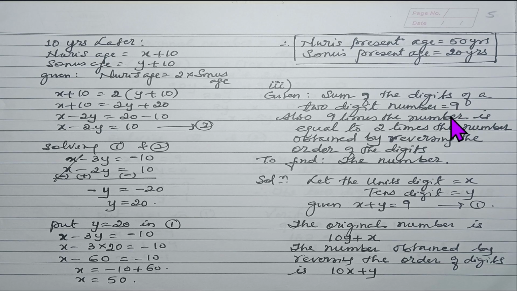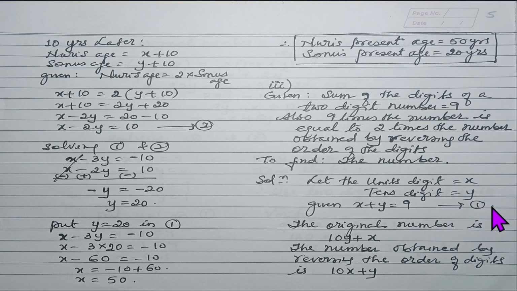After assuming and framing the equations, what we are supposed to find is the 2-digit number. So let us see how to do that. Let the units digit be x because it is a 2-digit number. I have assumed here the units digit as x. The tens digit will be y. So the units digit is x, the tens digit is y, and we have been given that the sum of the two digits is 9. That gives us the first equation straight away. So we have x plus y equal to 9.